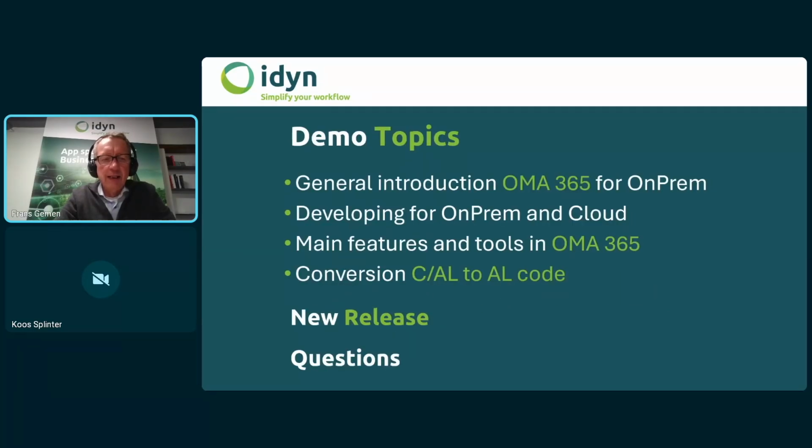We'll skip this one. We have a couple of topics today. Koos will start with a general introduction of the Object Manager 365, only available for on-prem because Microsoft is hitting us hard. We can't make it available for cloud due to some technical restrictions by Microsoft. And Koos will also show us the main features and tools that are available in Object Manager. And last but not least, also the possibilities to convert code from C/AL to AL. That's part of the solution we offer as well.